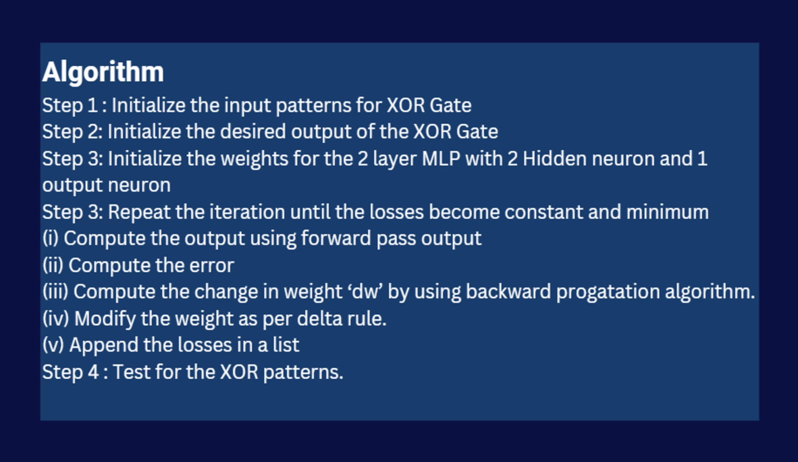Step 1. Initialize the input patterns for XOR gate. Step 2. Initialize the desired output of the XOR gate. Step 3. Initialize the weights for the two-layer MLP with two hidden neurons and one output neuron. Step 4. Repeat the iteration until the losses become constant and minimum. Compute the output using forward pass, compute the error, and compute the change in weight, dW, by using the backward propagation algorithm. Modify the weight as per delta rule. Append the losses in a list. Step 5. Test for the XOR patterns.